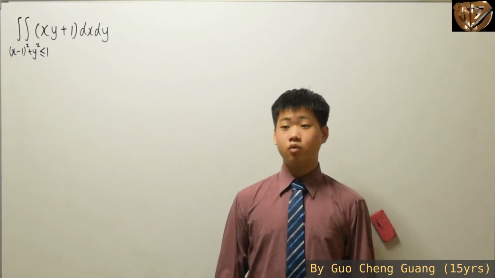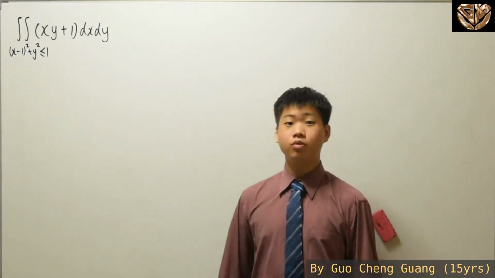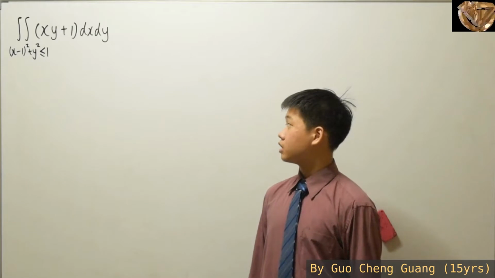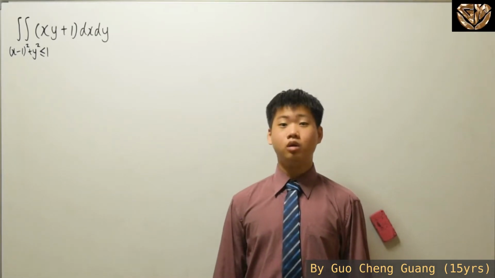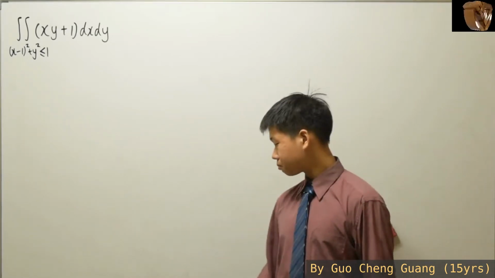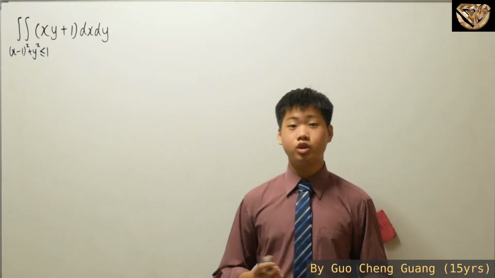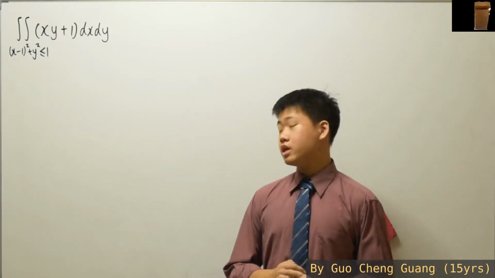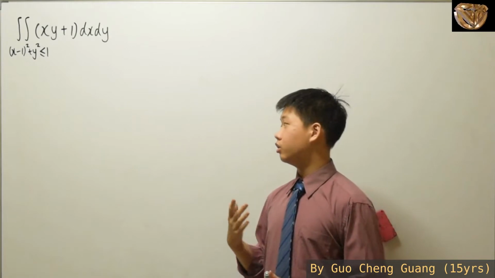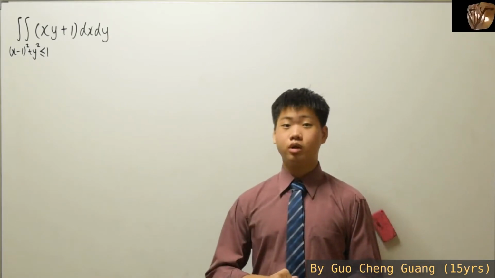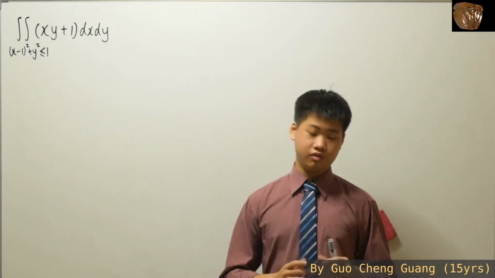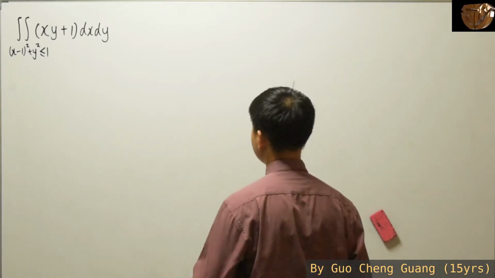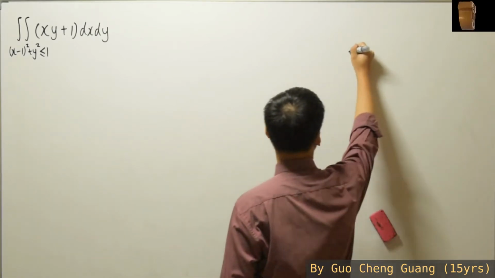So firstly, what is this boundary? The boundary is (x minus 1) squared plus y squared is smaller or equal to 1. So what does this boundary look like? Many of you might already know that x squared plus y squared smaller or equal to 1 is a circle. So what will this circle look like?